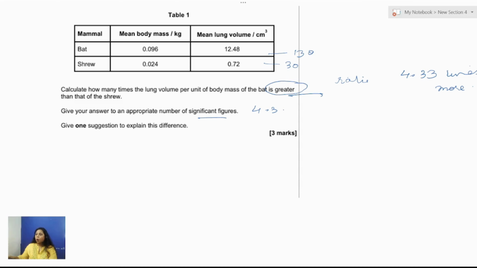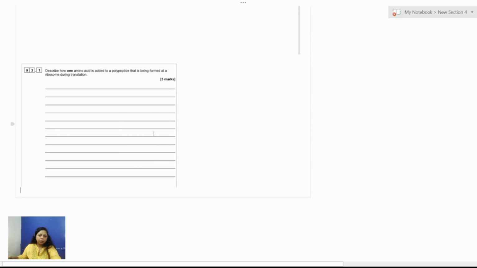Describe how one amino acid is added to the polypeptide that is being formed at a ribosome during translation. So it's related to translation, how the amino acids are added during.